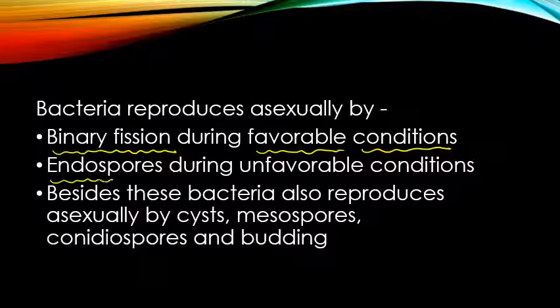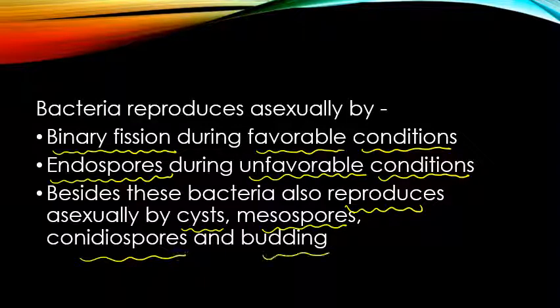Next, endospores. Endospores form during unfavorable conditions. So what do unfavorable conditions mean? When the bacterial cell is exposed to environmental conditions like high pH, high salt, or a highly acidic region, which bacteria normally do not prefer, we call that unfavorable conditions. At that time the bacterial cell reproduces by endospores. Besides this, bacteria also reproduce asexually by cysts, mesospores, conidiospores and budding, right?